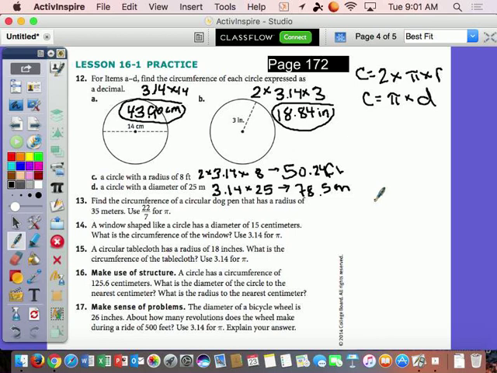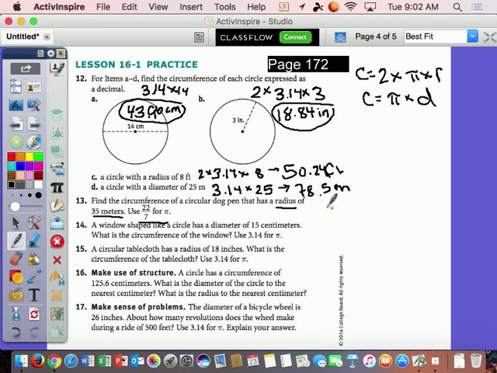Let's do one last one. Find the circumference of a dog pen that has a radius of 35 meters, and they want us to use 22/7 for pi. All right, so which one are we going to use? The first one or the second one?